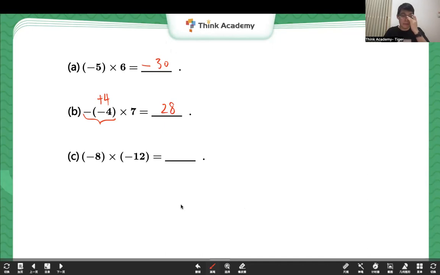And finally, if I have minus 8 multiplying minus 12, definitely I have two same signs. So what is the outcome going to be? Is it going to be positive or negative? That's right. If I have two same signs, the outcome is always positive, and the value will just be 8 times 12. That's going to be equal to 96.